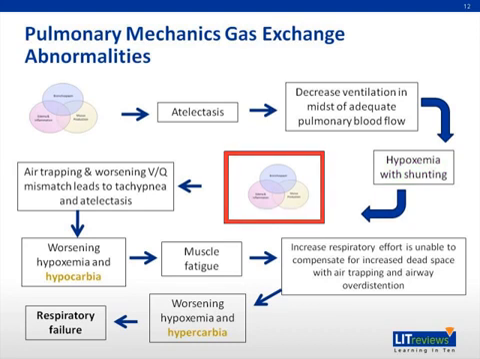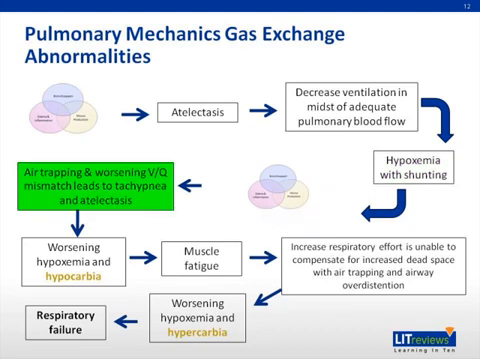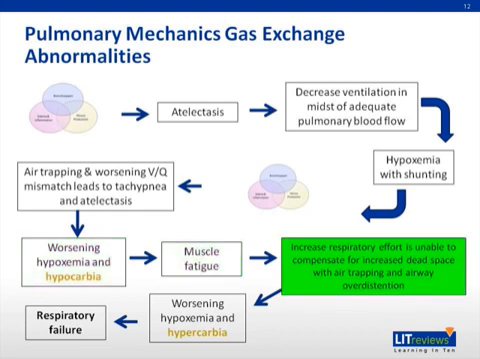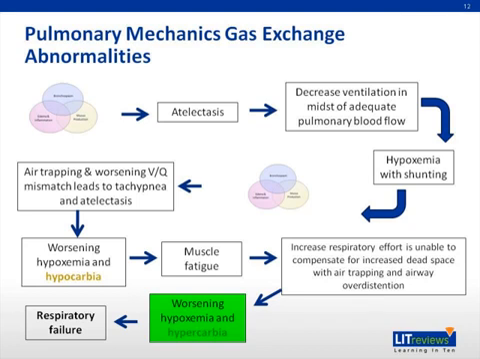As our big three worsen, the air trapping and the VQ mismatch, ventilation perfusion, also worsen, leading to tachypnea and more pronounced atelectasis. During this phase, the hypoxemia that the patient is experiencing can worsen, and as they are trying to increase their respiratory rate to compensate for the air trapping, we can see hypocarbia. Unfortunately, without treatment, these patients will have muscle fatigue, and this increased respiratory effort is unable to compensate for the increased dead space with air trapping and airway distension. This causes worsening hypoxemia and hypercarbia, which will then lead to respiratory failure.